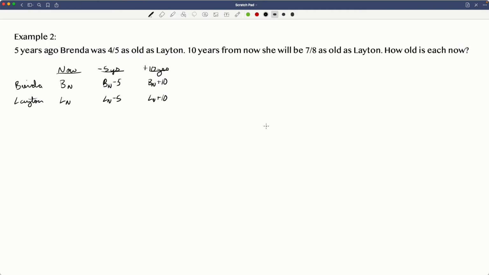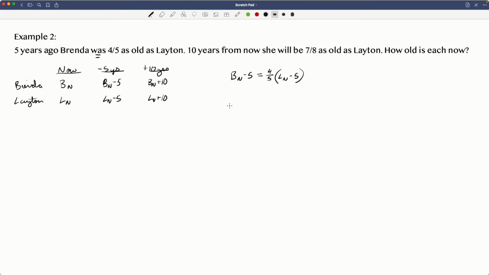So let's look at the first statement to create our first equation. 5 years ago, Brenda was. That's our equal sign. So 5 years ago for Brenda is going to be this one. BN minus 5 equals, she was 4/5 as old as Layton was. So that's going to be 4/5 times Layton in that time period. So LN minus 5. All right, there's our first equation.